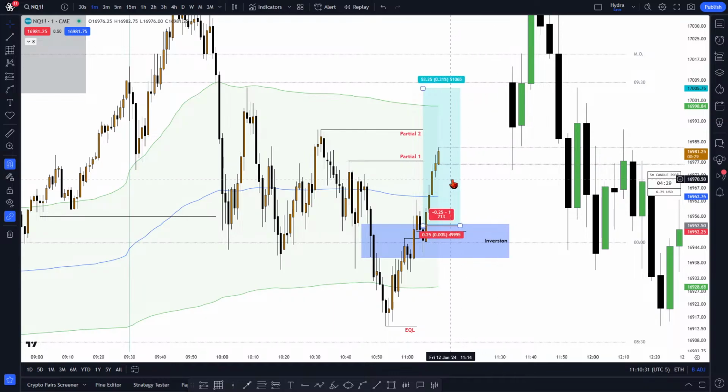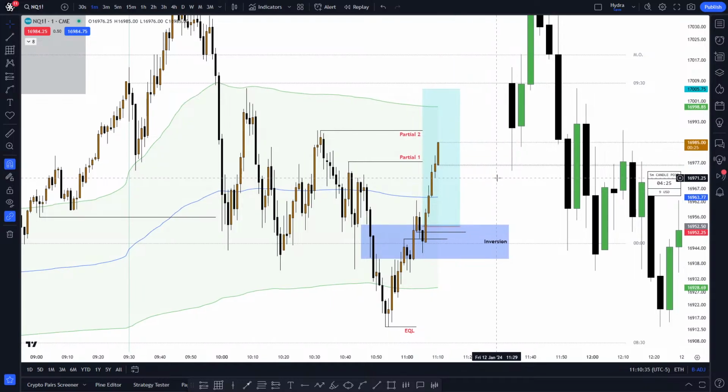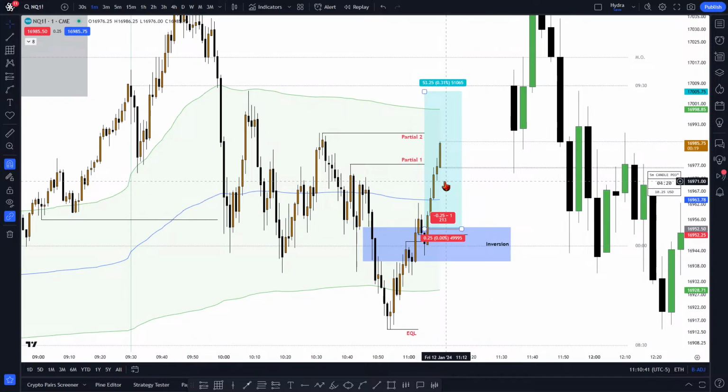We're not just winning, we are learning as well. We will have losing trades, and trades that only give us a partial, but at the end of the day we'll make more money, and that's how we do it.